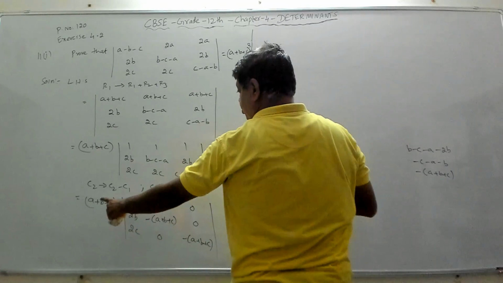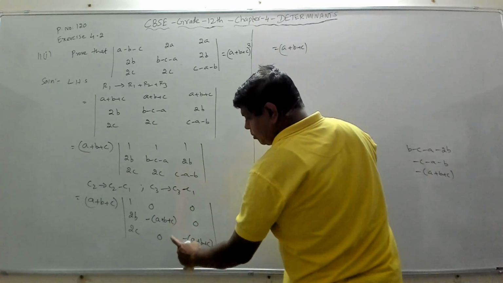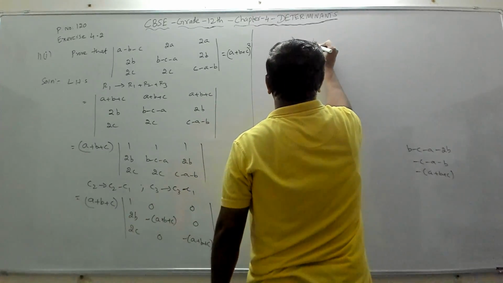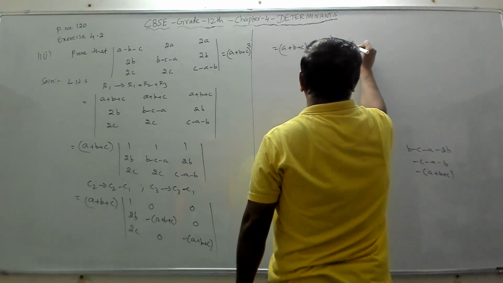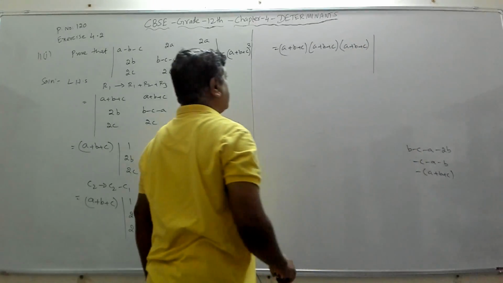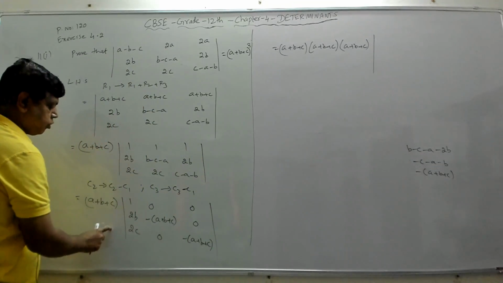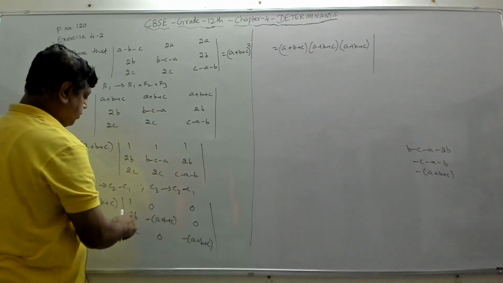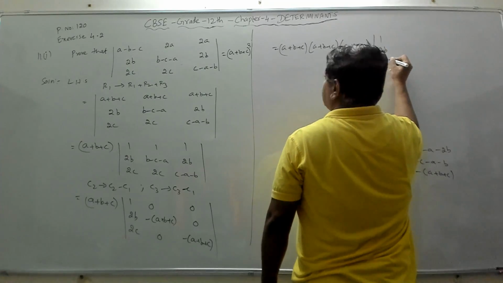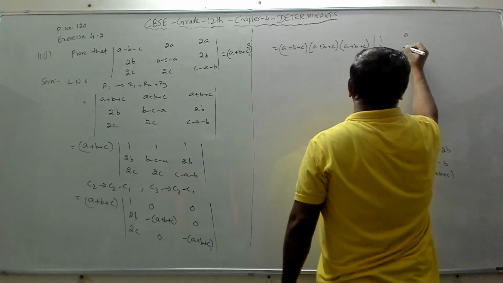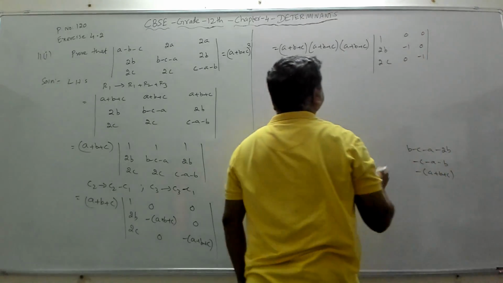So this will become A plus B plus C into, I'm going to take A plus B plus C out of column 2, so I'll get A plus B plus C again. Again from column 3 I'm going to take A plus B plus C out. Right? So I've taken A plus B plus C out here, one more here. So totally 3 A plus B plus C. Then the first row is as it is, 1, 2B, 2C, then 0, minus 1, 0, because we took A plus B plus C out.